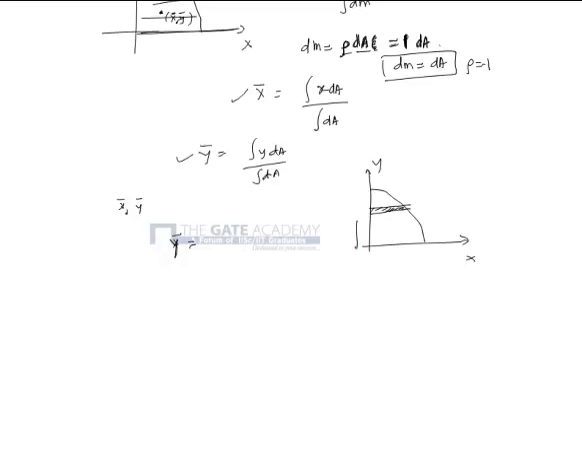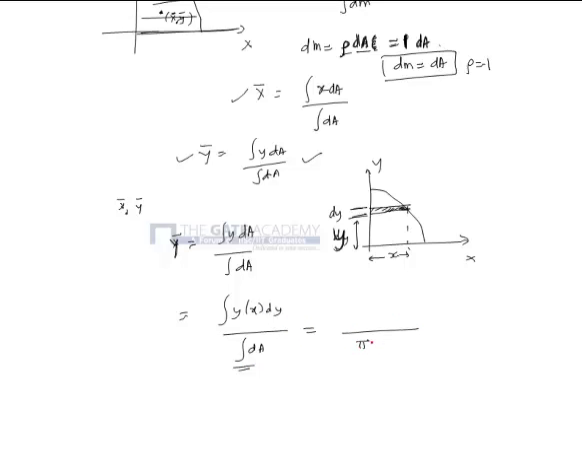This is y, and the strip width is dy. So we need to evaluate this integral. y bar is integral y dA by integral dA. The area of this strip will be x, this distance, into dy. And we know that integral dA is nothing but the area of a quarter circle, so I can write pi a square by 4, which I can directly write down, or you can evaluate also.